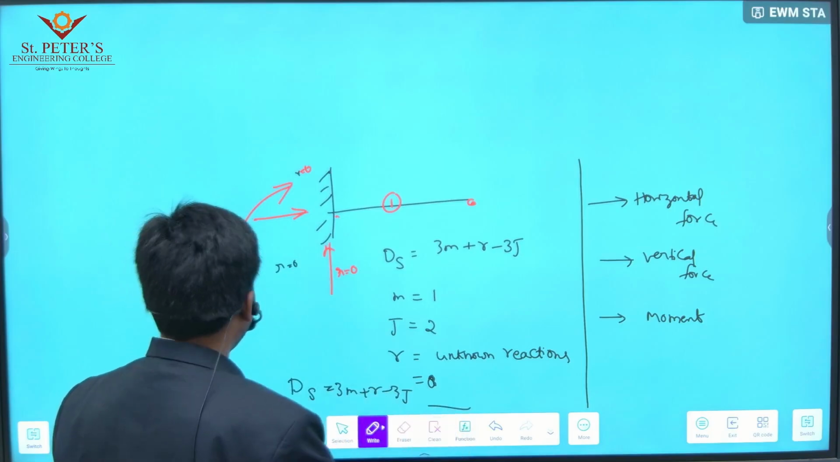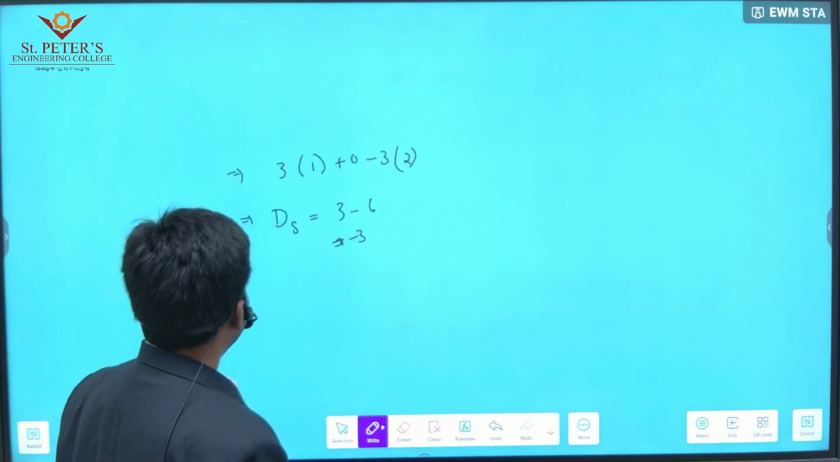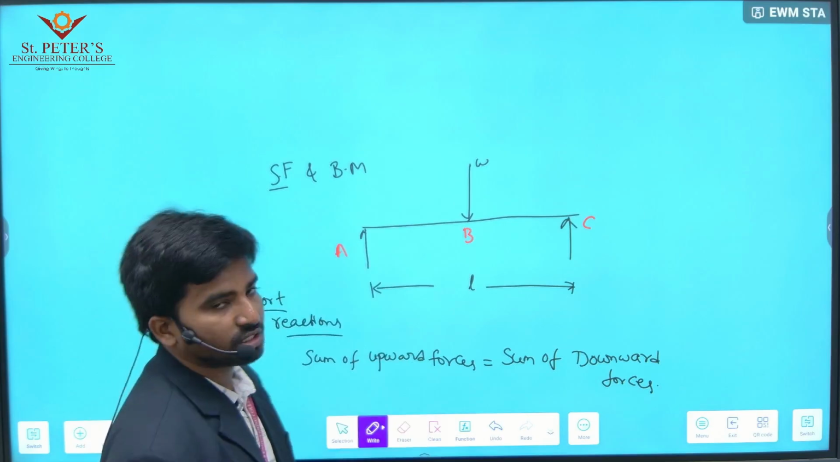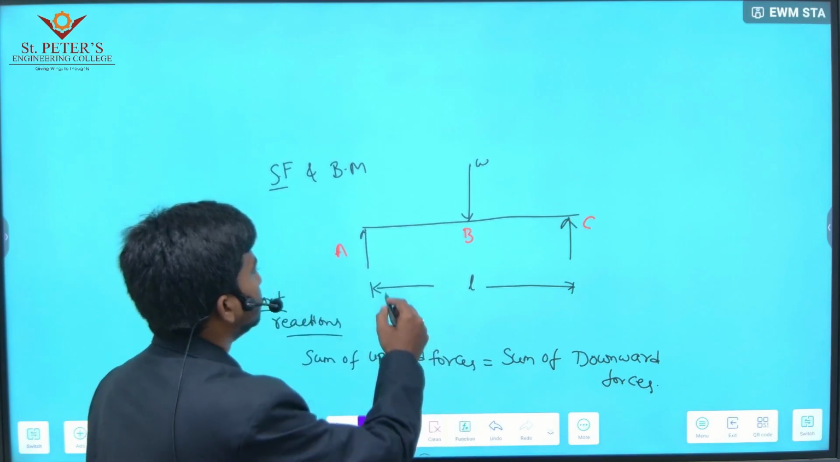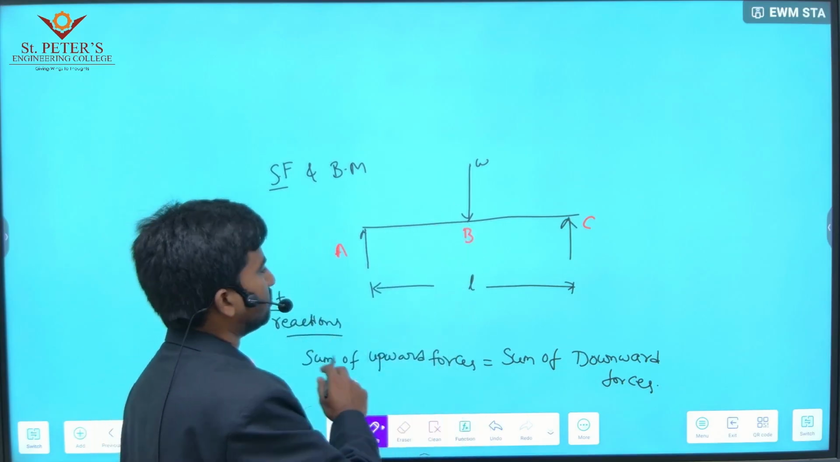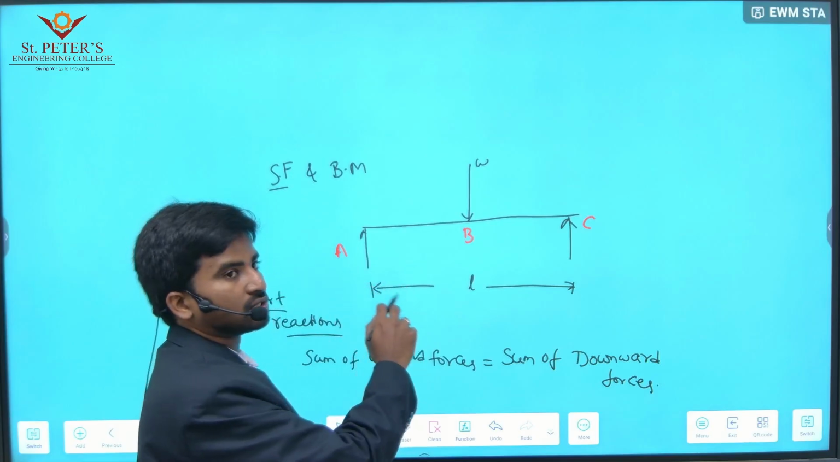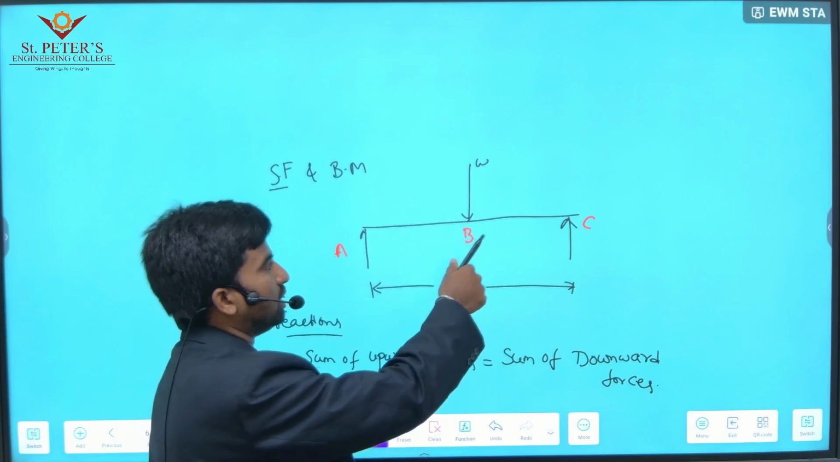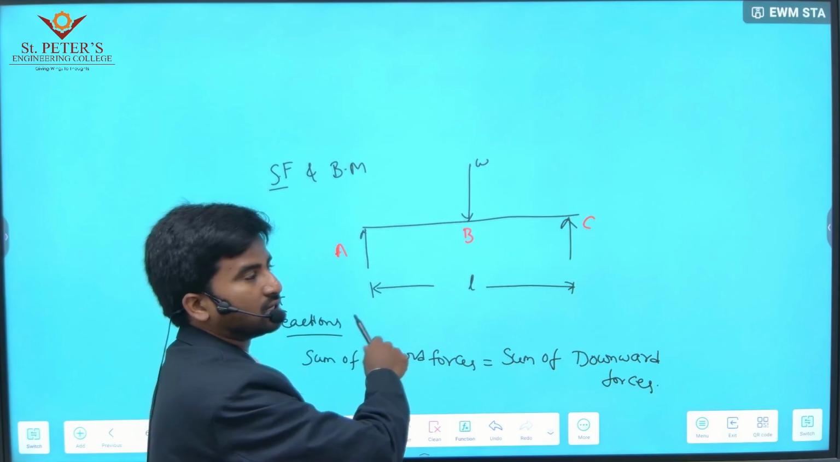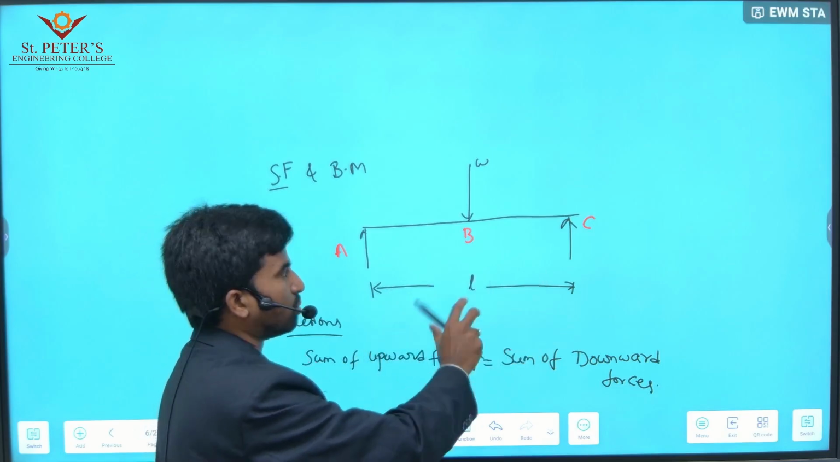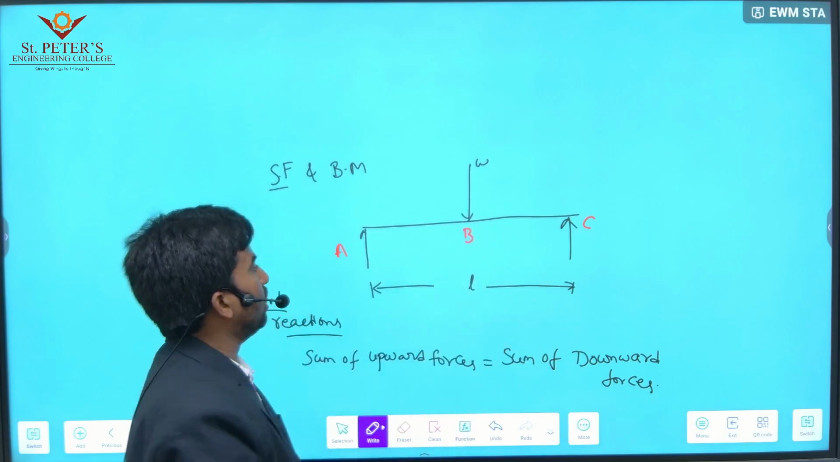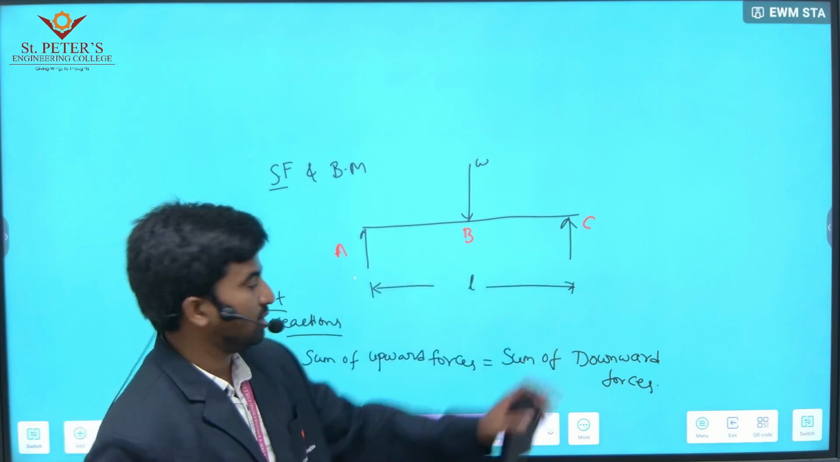So the values, and next, shear force and bending moment. For shear force and bending moment, first of all you should calculate the support reactions: how much load acting on the beam is shared by the supports. Here the supports are A and C, two supports. The load acts at the center point. The points are A, B, C.